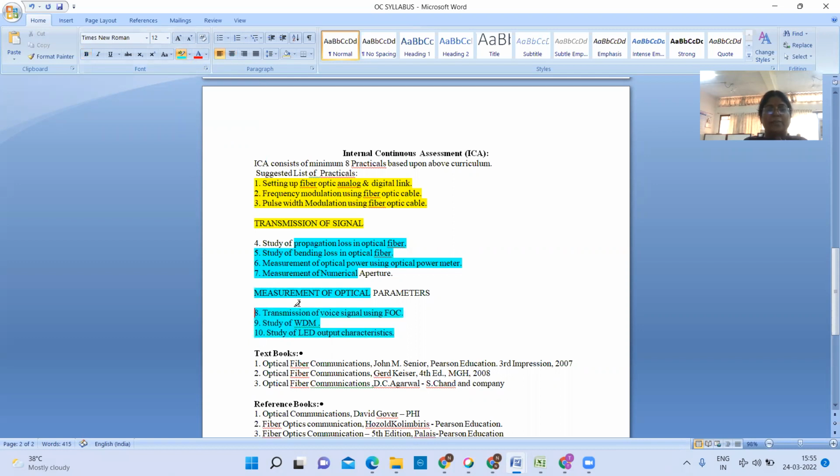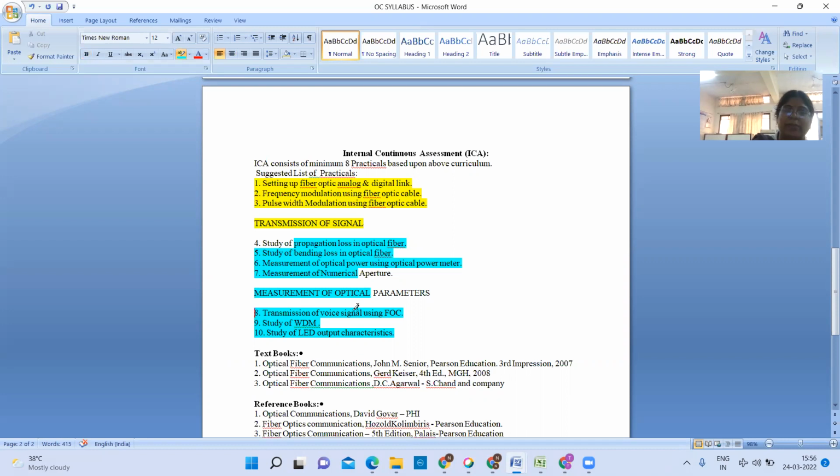So these 3 experiments are based on the transmission of voice signal using fiber optic cable. So we can transmit the voice signal. Suppose I am talking. First, that voice is converted in the form of electrical signal. Then that electrical signal will be converted in the form of light, and then that light will be passed through the fiber optic cable. So in this way, we are going to transmit the voice through fiber optic cable.